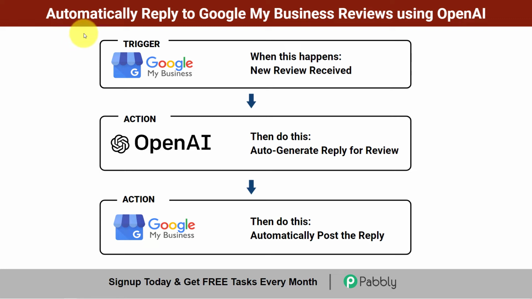In this video, we will learn how to automatically reply to Google My Business reviews using OpenAI. So let's say you receive a lot of reviews on your Google My Business profile, and the idea here is, as soon as you receive a new review here, we are going to automatically generate a reply for those reviews which you are receiving on your business profile using this OpenAI software, which works on the concept of artificial intelligence.